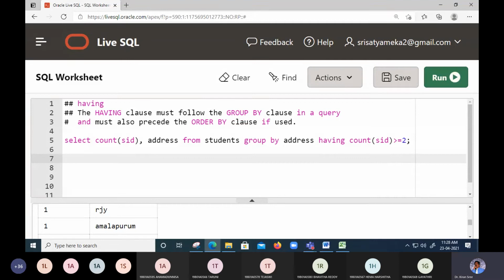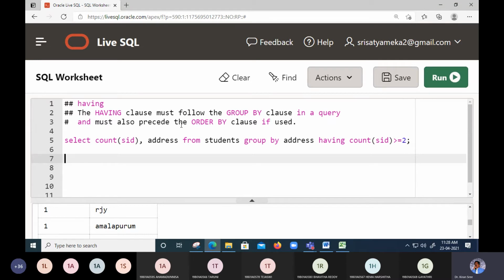We can't use having exclusively with a select command. Select star from student having, we can't write that. There is an order to write a having command. See the condition. The having clause must follow the group by clause. This is the foremost important condition.